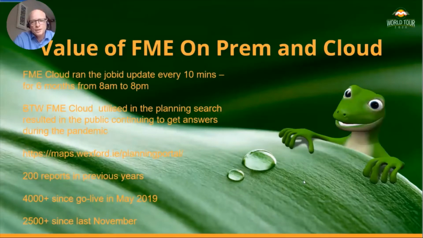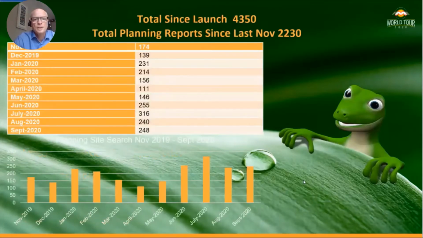So just to give you an idea, the cloud is paying for itself with the planning site search tool. I reckon it's costing about €3 per report based on the cost of FME Cloud alone. So FME Cloud paid for us to be able to do an awful lot during COVID through the planning site search. So there's a bit of a link up there. It's slightly off topic, but I hope you will entertain me on that one. And that's just to give you an idea.